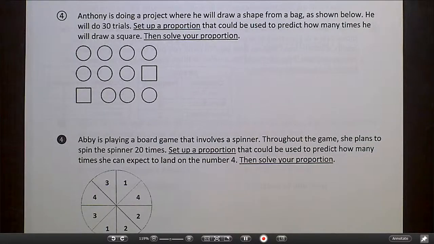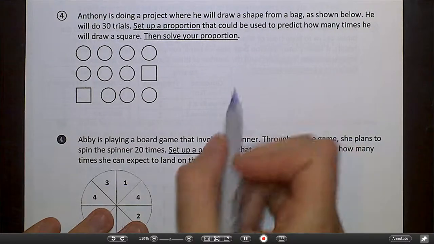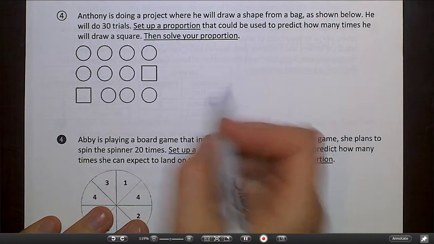Number 4. Anthony is doing a project where he will draw a shape from a bag as shown below. He will do 30 trials. Set up a proportion that could be used to predict how many times he will draw a square. Then solve your proportion. So this is the same type of thing that we were doing on the pink cards with your partner. We're going to figure out the probability, then we're going to set up a proportion and solve it.